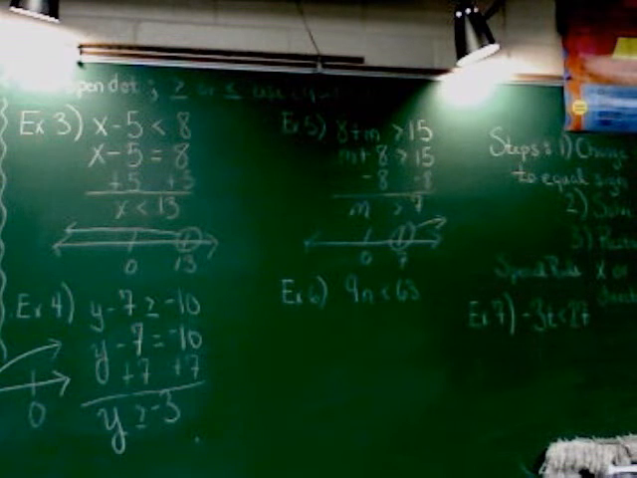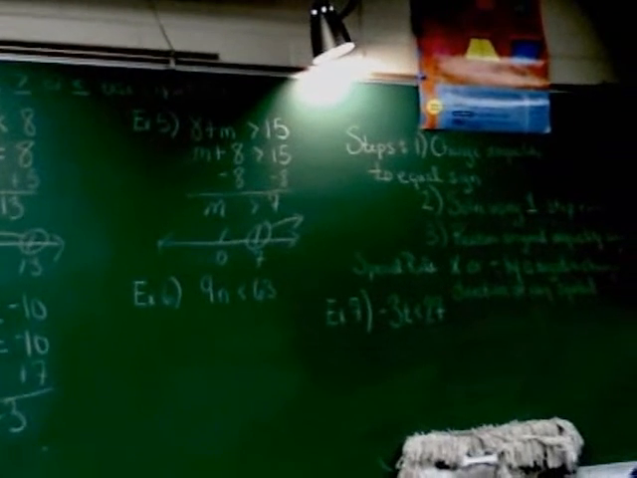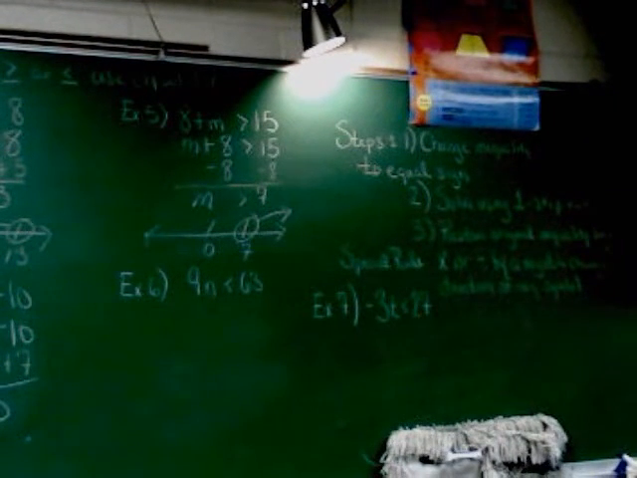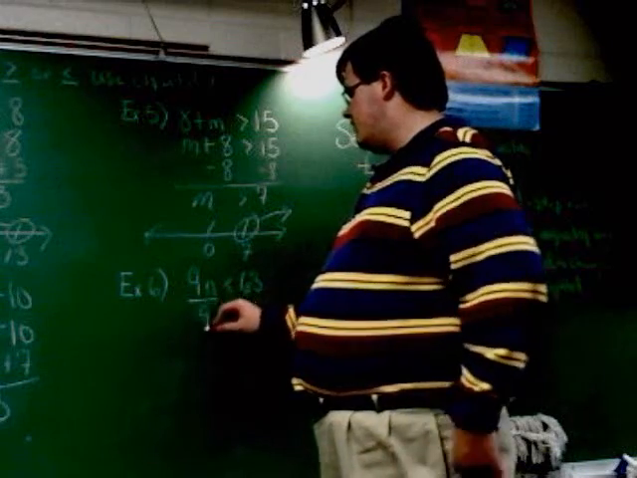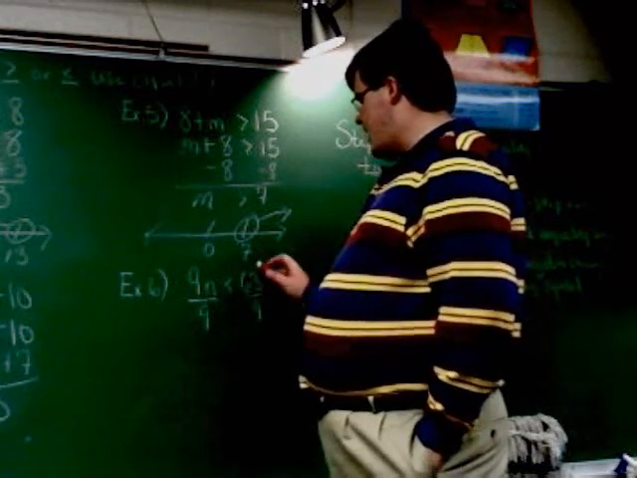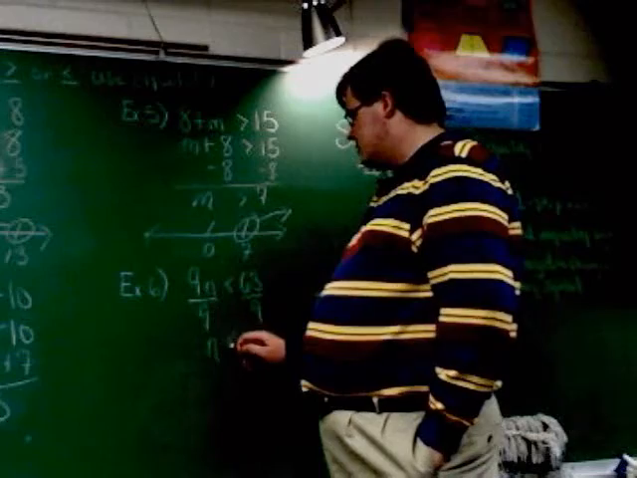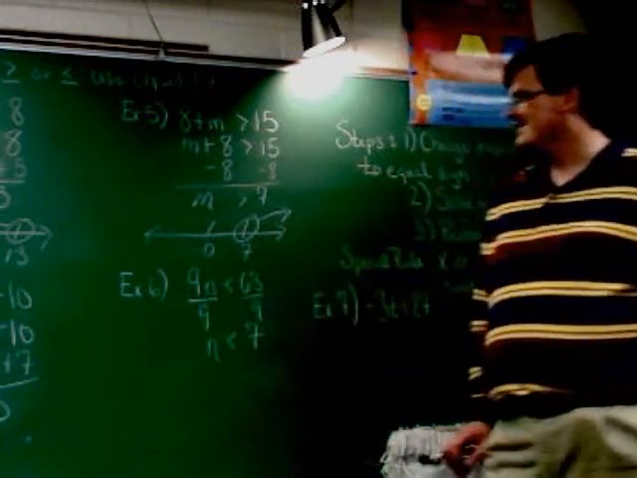All right. Example 6, a little bit different. Not difficult, just different. 9n is less than 63. Okay, so how do I solve this one? Kaylee? Divide. I'm dividing each side by 9. Right, it's a multiplication problem. Solve it by doing the opposite, which is to divide. So do that. 63 divided by 9 is going to give me 7. So that n is less than 7.